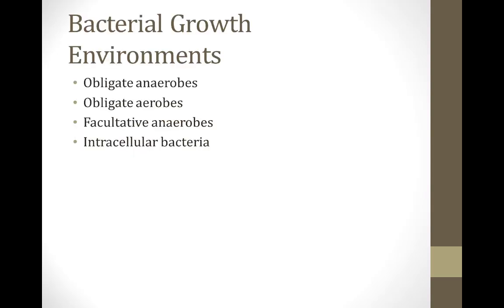In this module we're going to talk about bacteria that have specific environments where they prefer to grow. So first we'll talk about the obligate anaerobes. These are bacteria that only grow in environments that lack oxygen. Then we'll talk about the obligate aerobes. These are the opposite. These bacteria only grow in environments where oxygen is present.